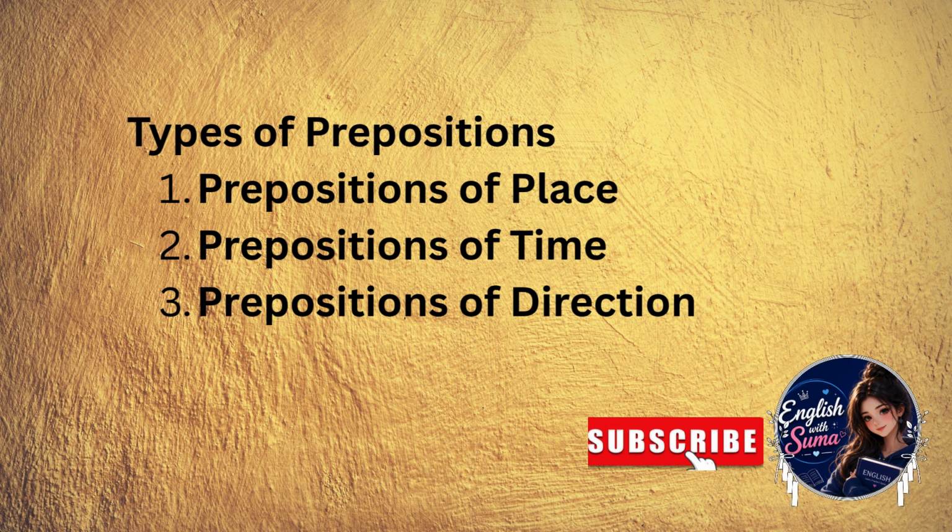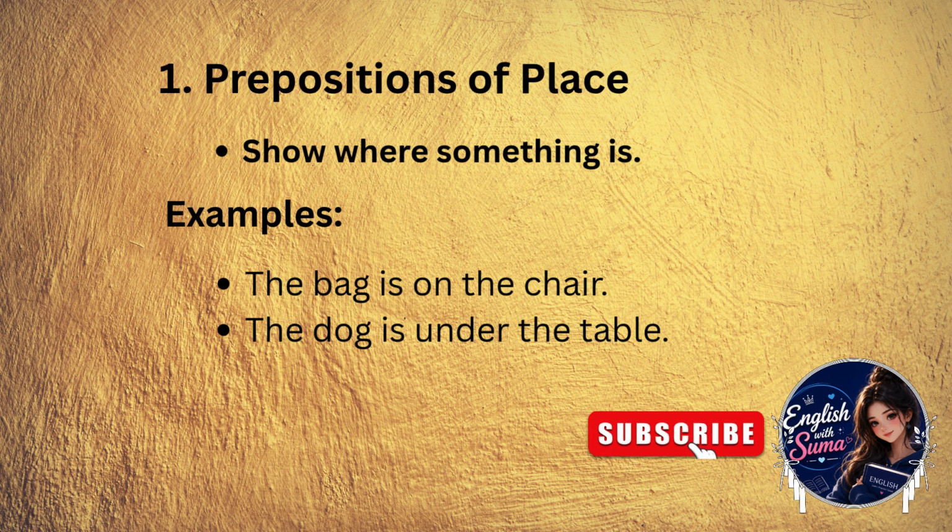There are three common types of prepositions. They are prepositions of place, prepositions of time, and prepositions of direction. Let's learn each one with simple examples. Prepositions of place tell us where something is. For example, the bag is on the chair. The dog is under the table.